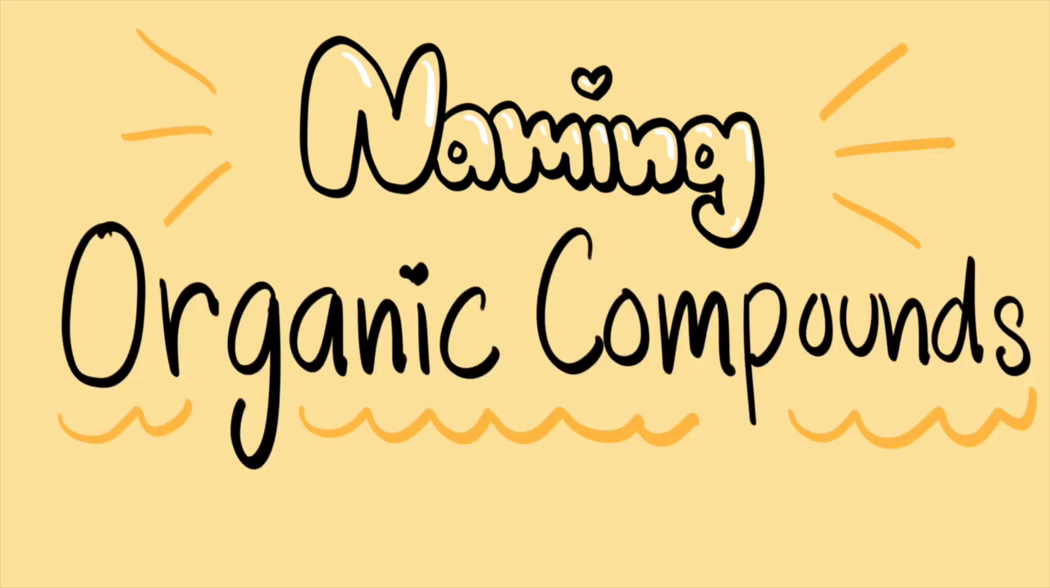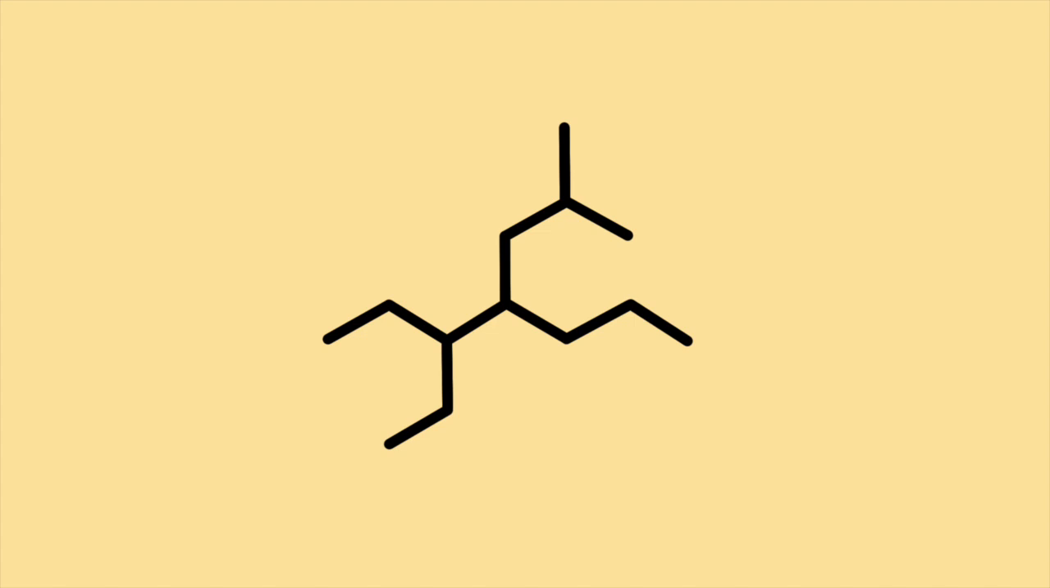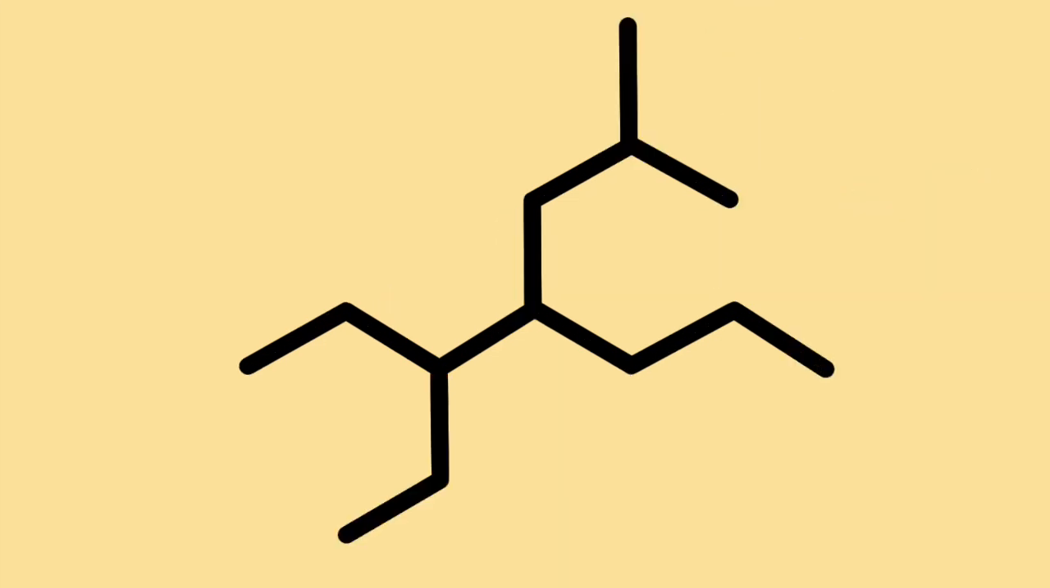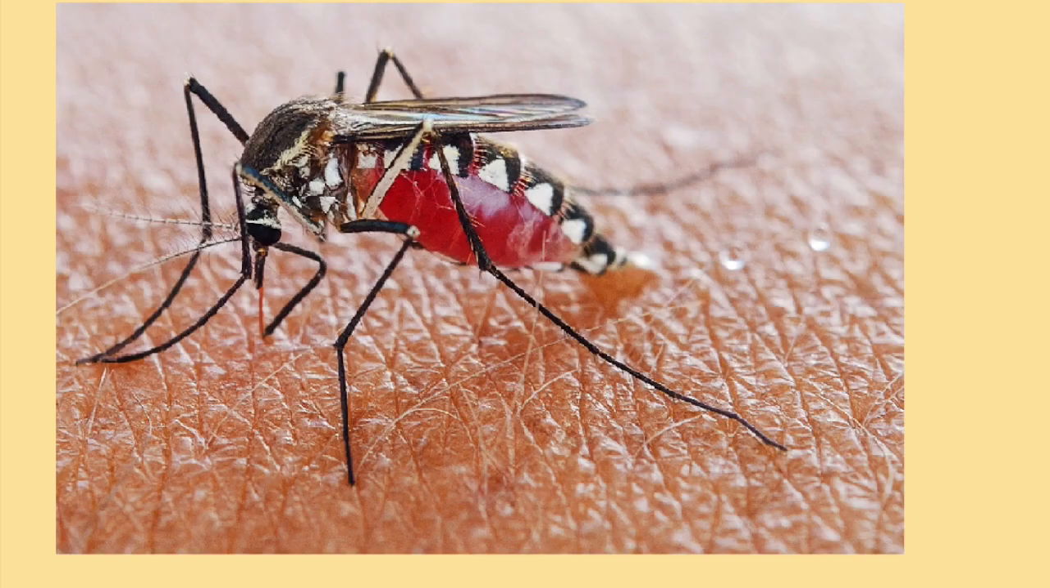Today, we're going to take a look at how to name organic compounds. Here is our assigned compound. At first glance, you have no idea what it is. It kind of looks like a mosquito, to be frank, but let's work around this.